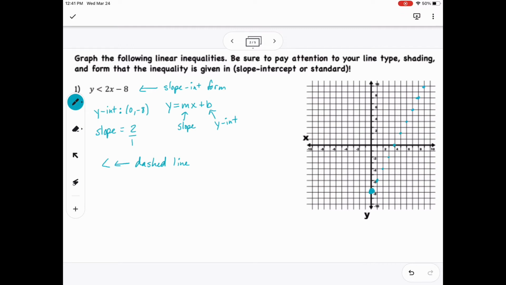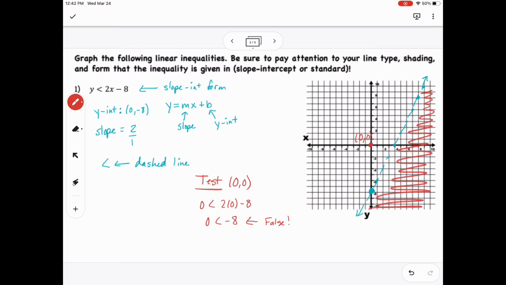Then once we have our points graphed, we'll insert that dashed line in, and then here we will need to test the point 0, 0. Plugging in 0, 0 into your x and your y allows us to see which side we need to shade, where all the other solutions that are true reside. So here we find that 0 is less than -8 when I simplify that inequality. That would be a false statement. So then that means I'm going to shade on the opposite side, or the side that doesn't include 0, 0.